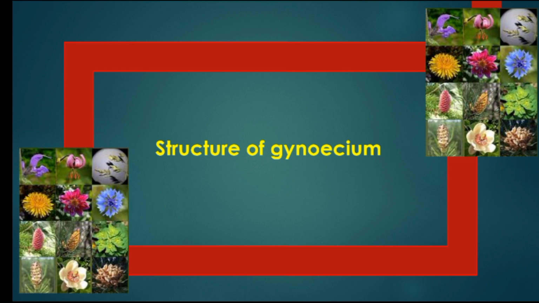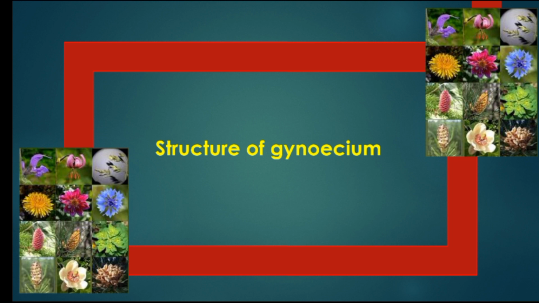Gynoecium is nothing but the female reproductive part of the flower. It is the innermost fourth whorl of the flower, and it is very important for pollination and sexual reproduction. Actually, gynoecium is a Greek word, and gyne means the female sex organs. It is an essential reproductive whorl.